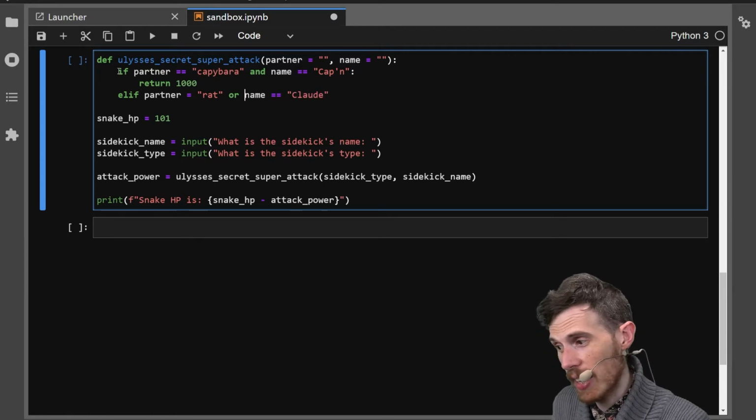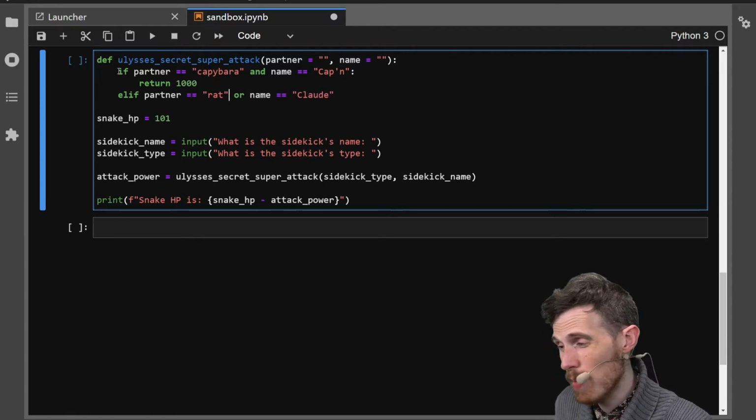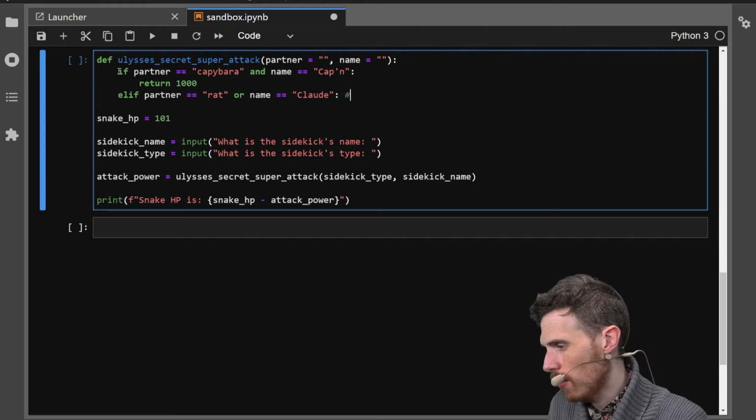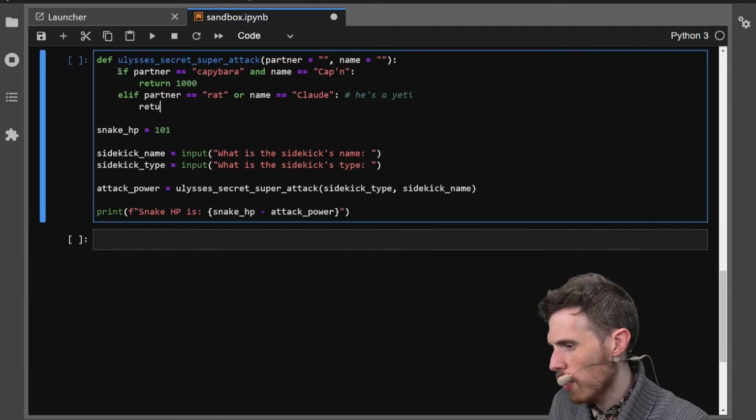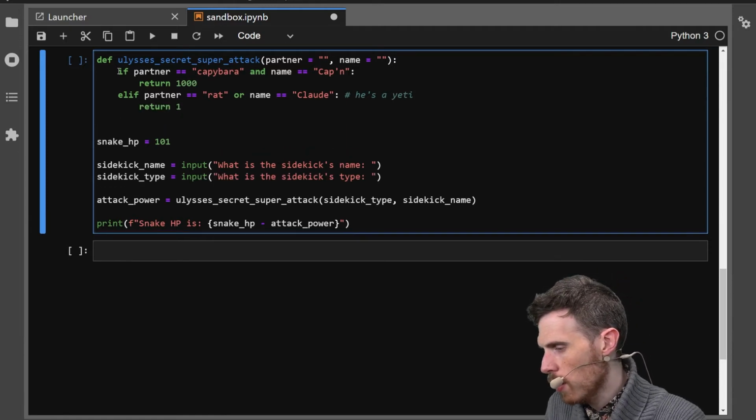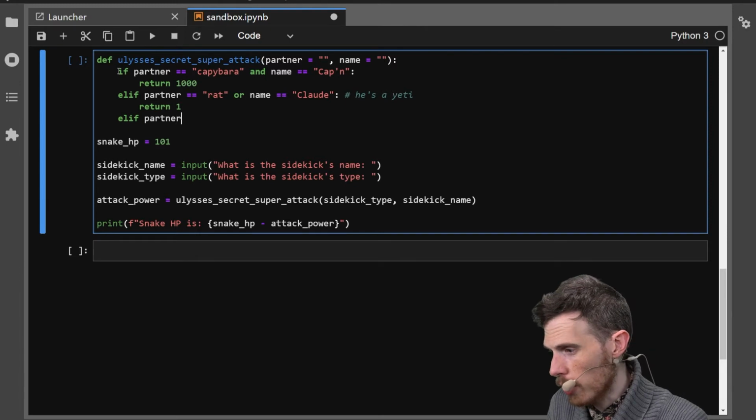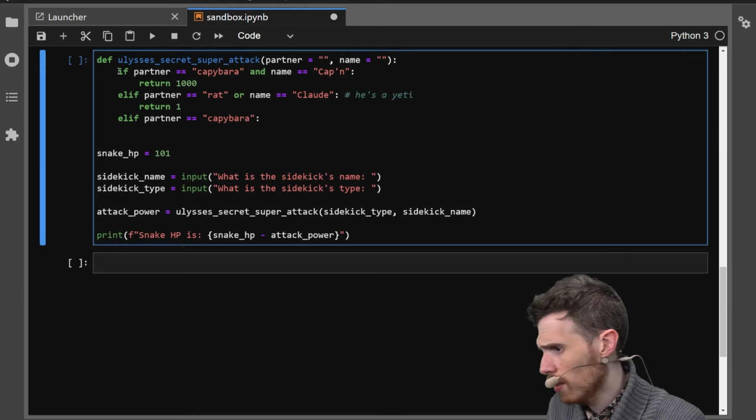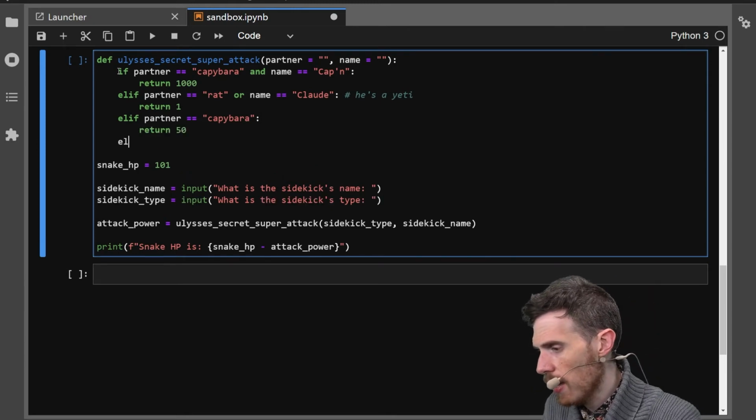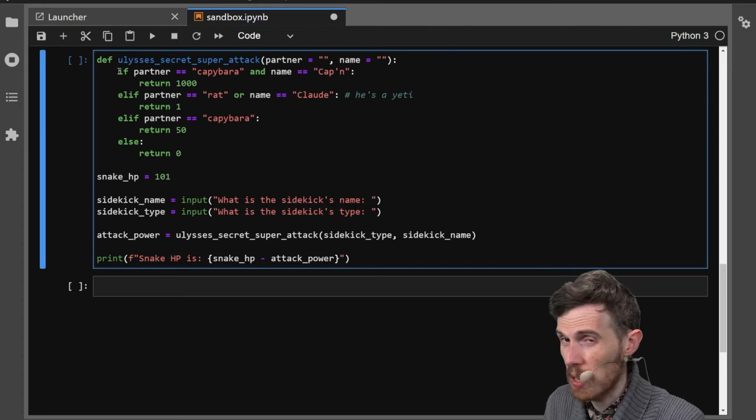And don't forget, I got to get my double equals in there because single is an assignment and I want to do a comparison. I'm just going to say he's a Yeti because Claude's a Yeti. Looks fierce, but isn't really that fierce. Return 1. Else if partner double equals capybara, because for some strange reason, Ulysses has a lot of capybara friends, I guess. Return 50. Else in any other case, it's a weak attack.